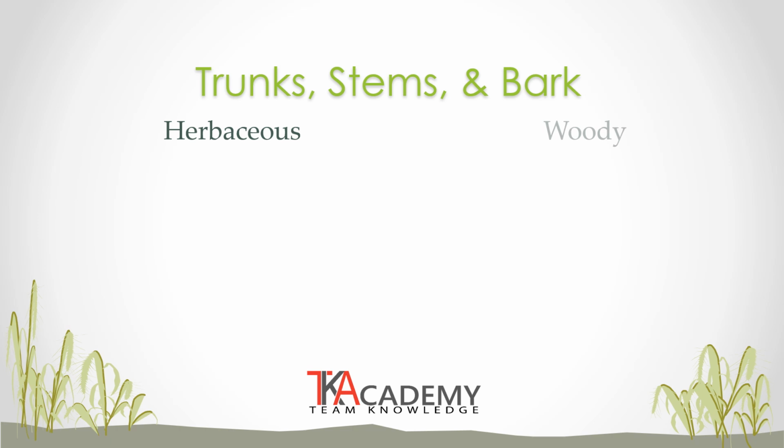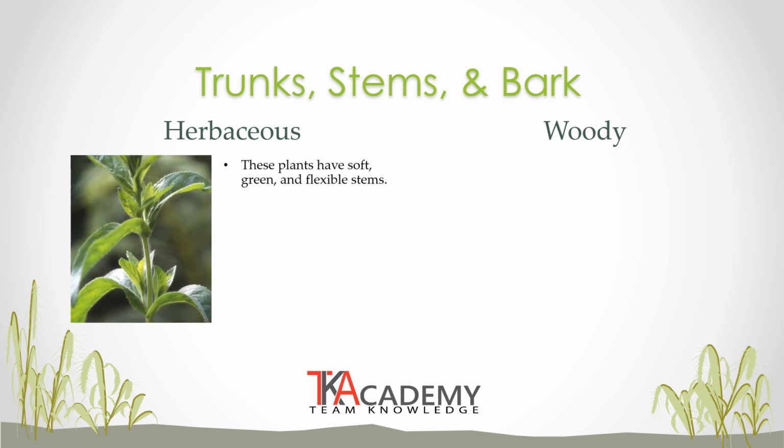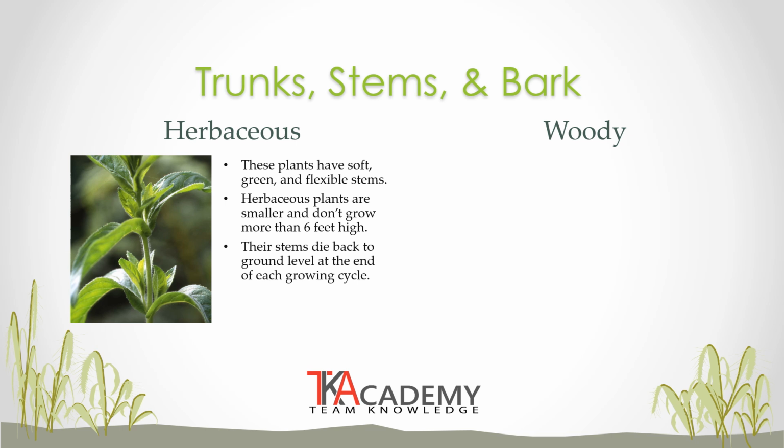Herbaceous and woody plants are 2 categories of plants based upon the types of stems, trunks, and branches that the plant has as its vascular and support system. Herbaceous plants have soft, flexible green stems, which means that their support structure does not allow for tall growth. Their stems die back to the ground level at the end of each growing cycle.